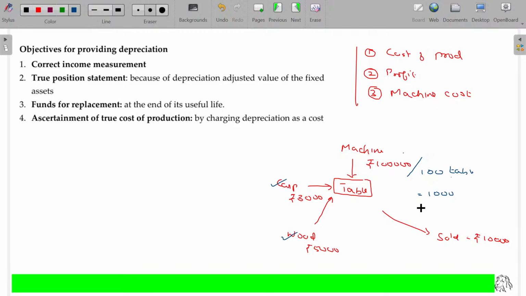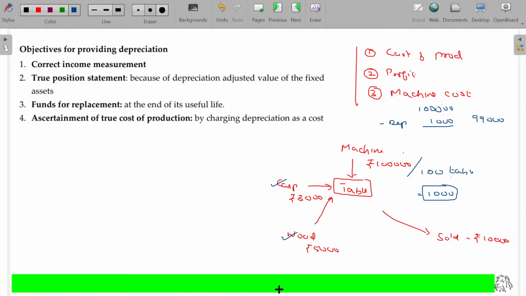To the extent of value loss of that machine due to manufacturing the table is called depreciation, meant for this cost of the table. Is that okay? 1,000 rupees you are losing for every table you manufacture. Earlier you had the machine at 1 lakh. Now you have manufactured one table. Because of manufacturing one table, you now reduce the value of the asset by 1,000. Hereafter the value of the asset is 99,000. Is that clear?